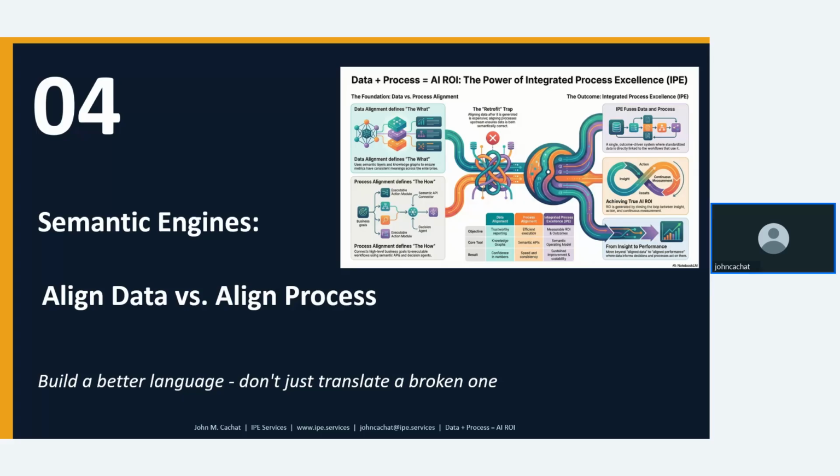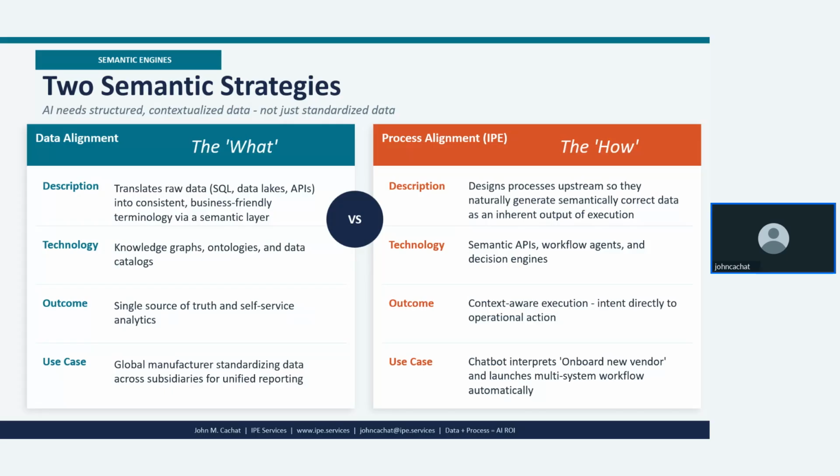So the fundamental difference is the semantic engine asks, how do we help agents understand the data we have? While IPE asks, how do we design process so that the data agents can understand and leverage? So again, two different semantic strategies. To get the AI return on investment, we need structured contextual data, not just standardized data.